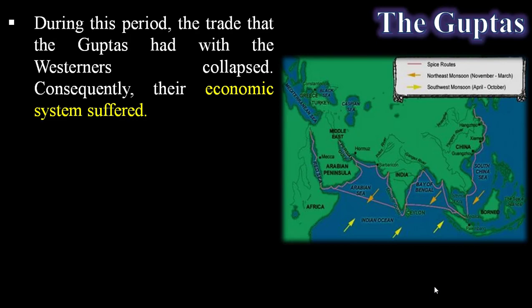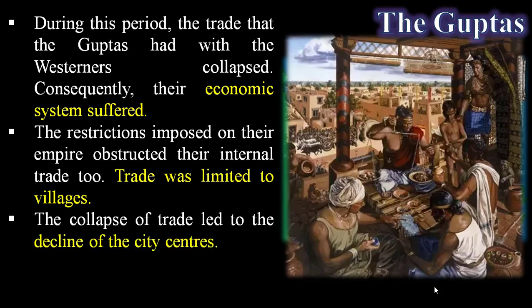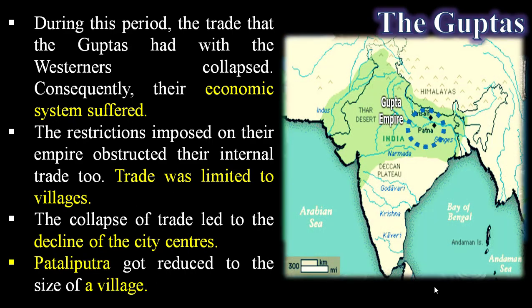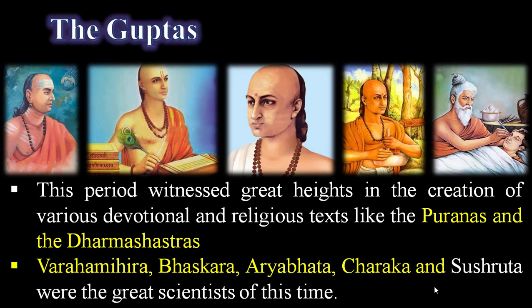During this period, the trade that the Guptas had with the Westerners collapsed. Subsequently, their economic system suffered a lot. Restrictions imposed on their empire obstructed their internal trade too. Trade was limited to the villages. The collapse of trade led to the decline of the city centers. So Pataliputra got reduced to a small village. Even so, this period witnessed great heights in the creation of various devotional and religious texts like the Puranas and Dharmashastras.